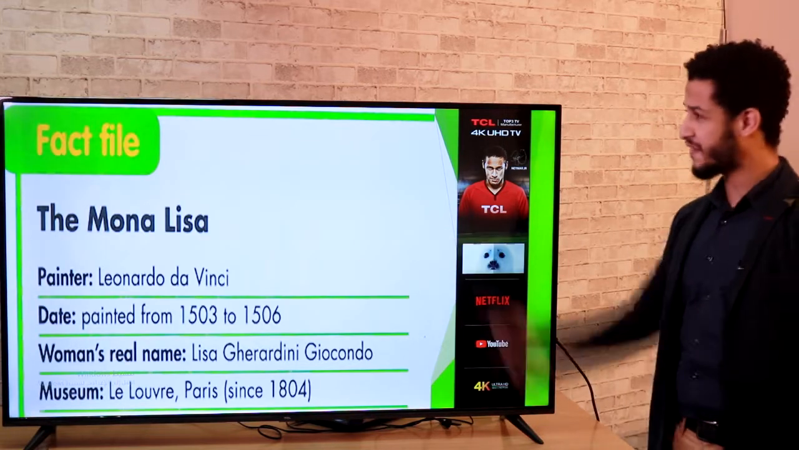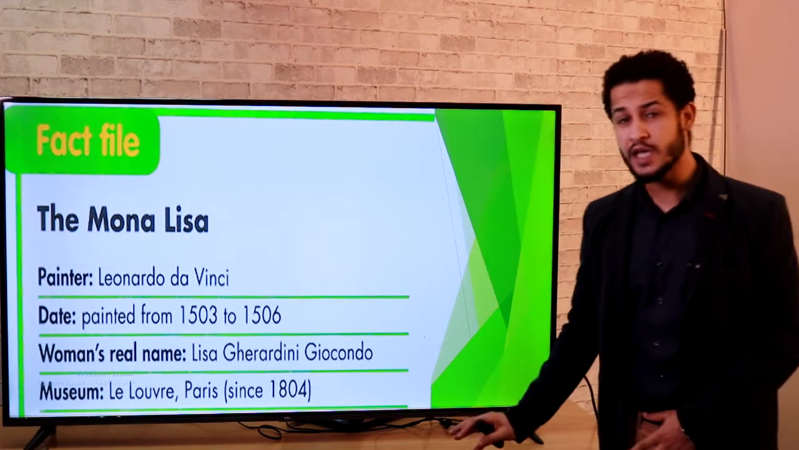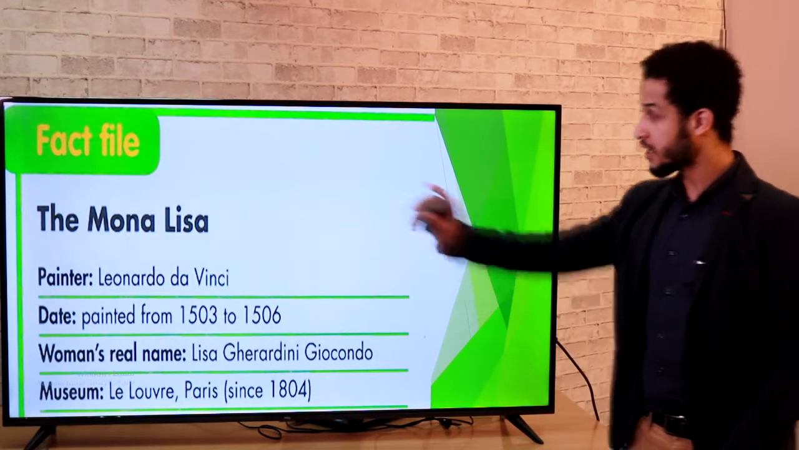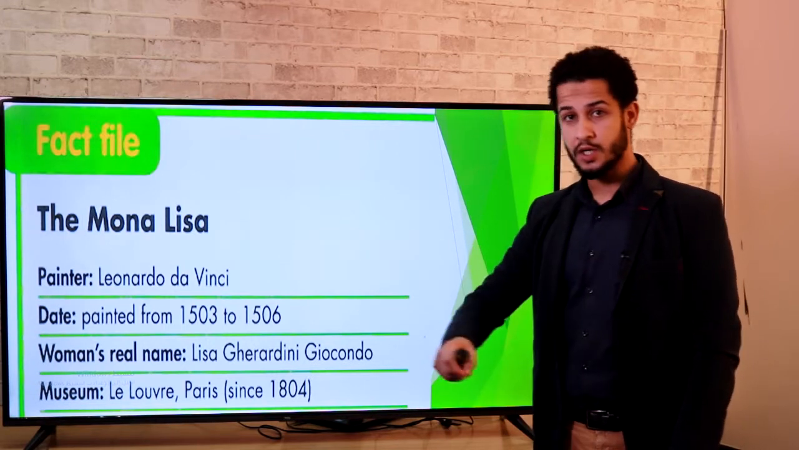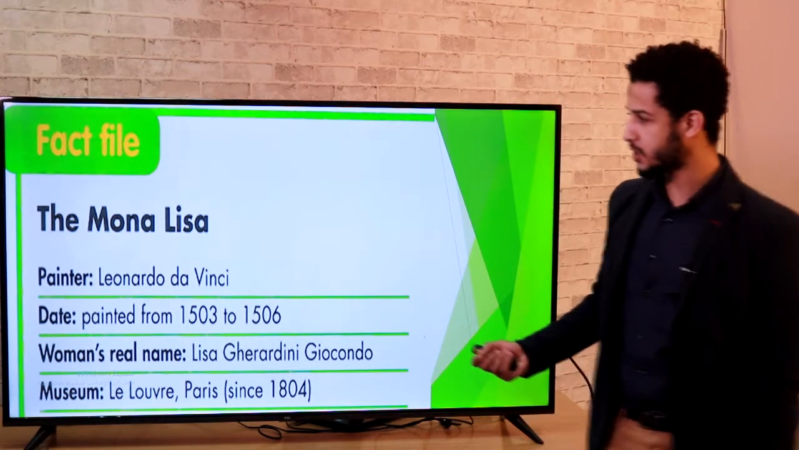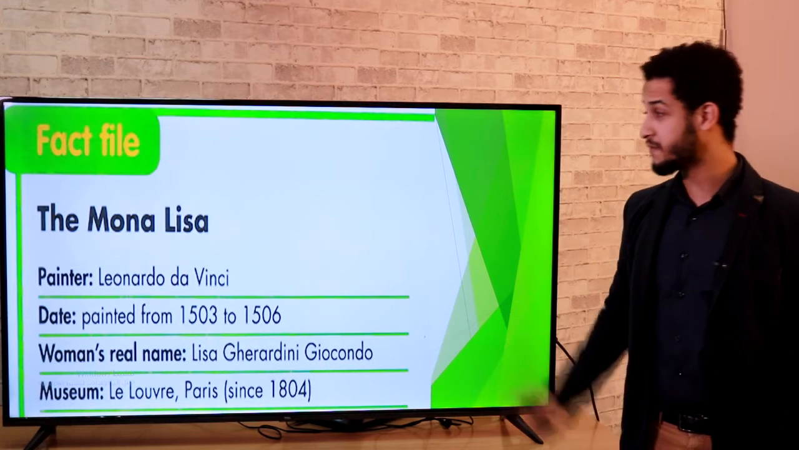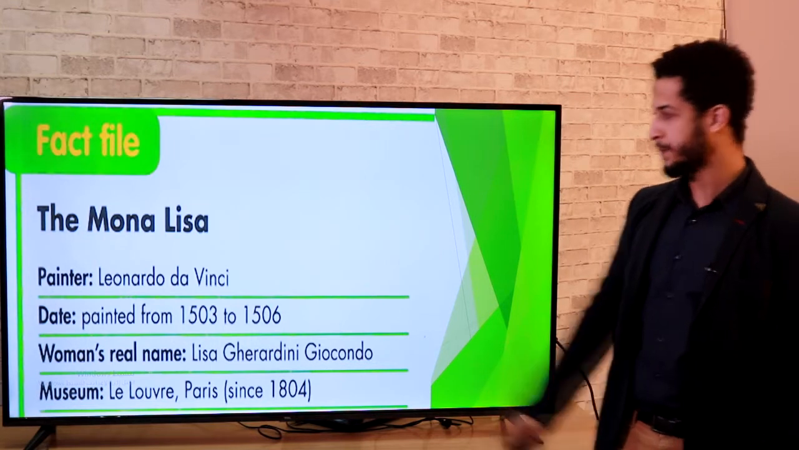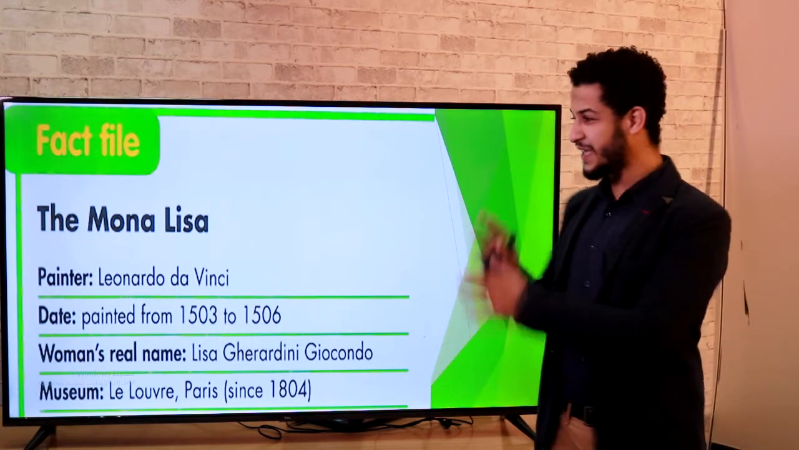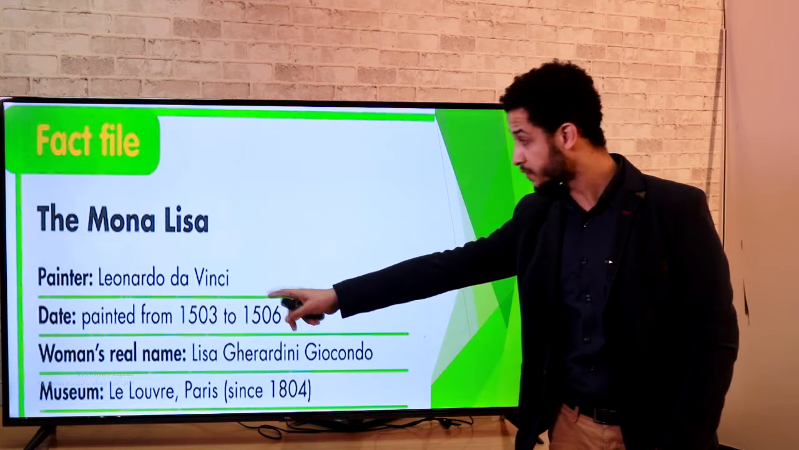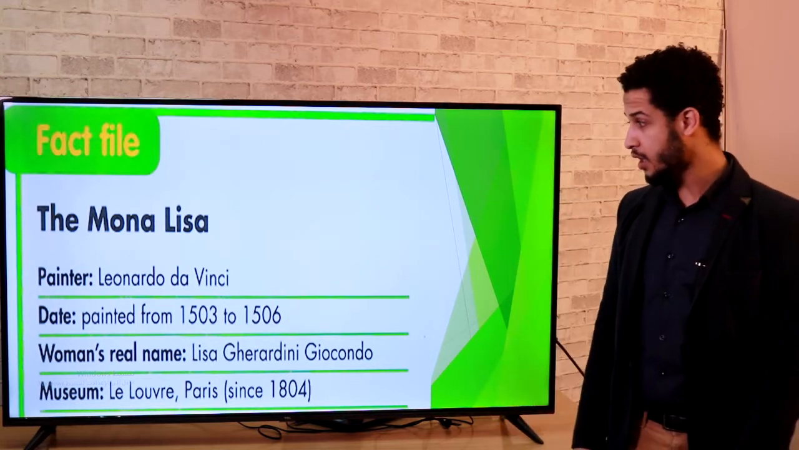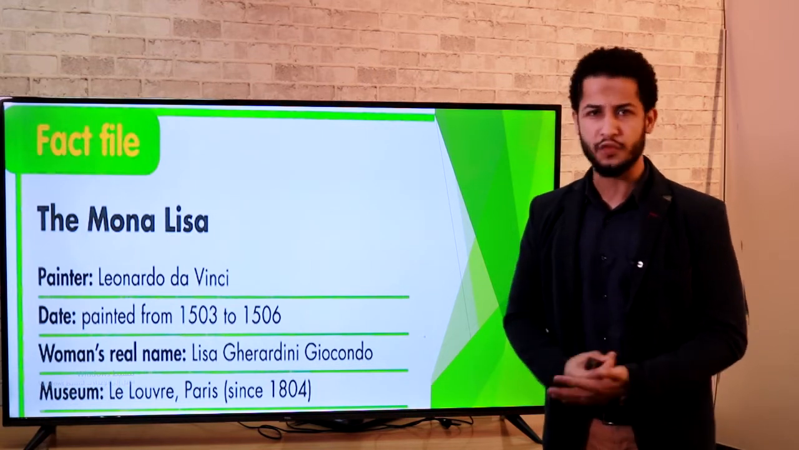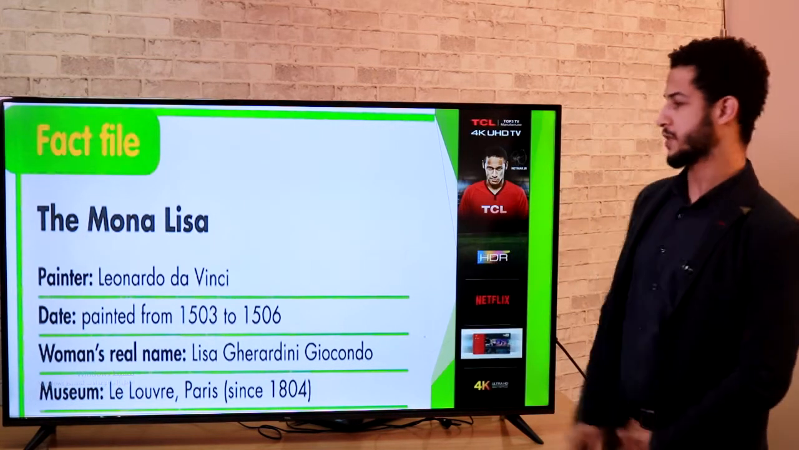Let's start reading. A fact file. This painting is called the Mona Lisa. It's a famous painting. The artist who painted it is Leonardo da Vinci. I think he's Italian. The time of painting: it was painted from 1503 to 1506. So it took almost 3 to 4 years to finish it.